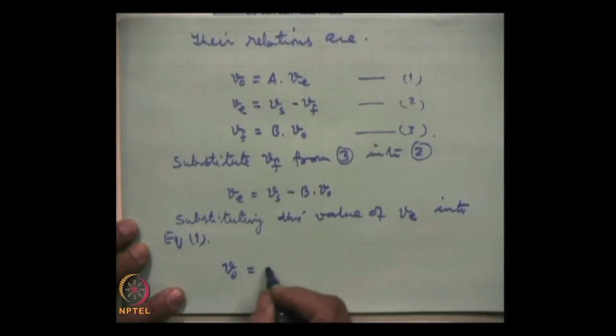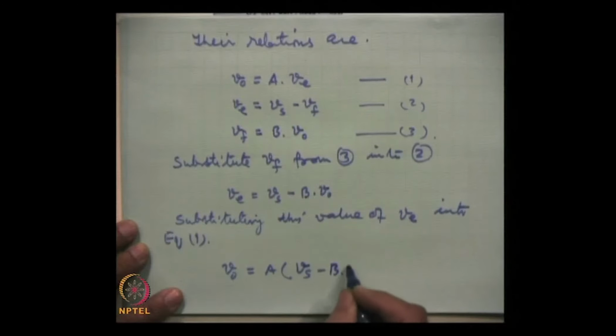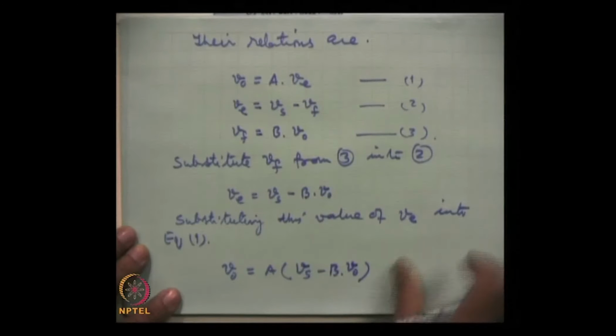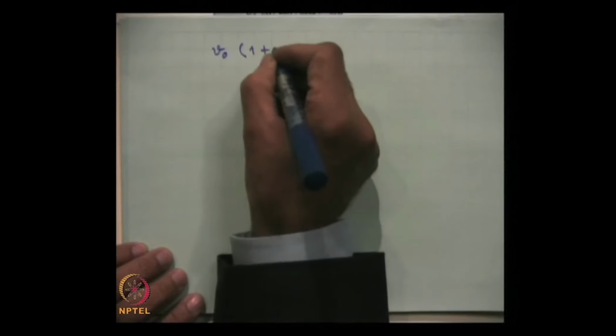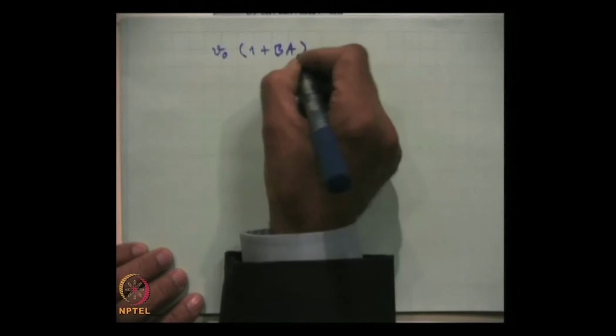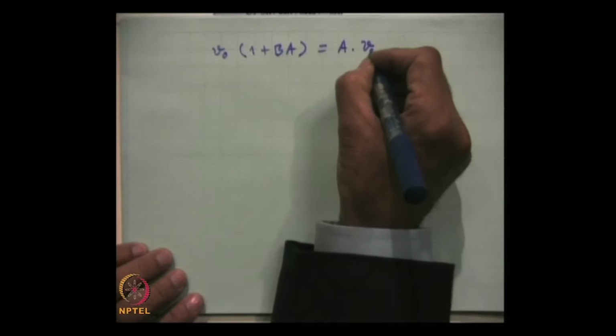V0 equal to A into Vs minus B into V0. We continue the simple analysis. From here we get V0 into 1 plus B into A equal to A into Vs.